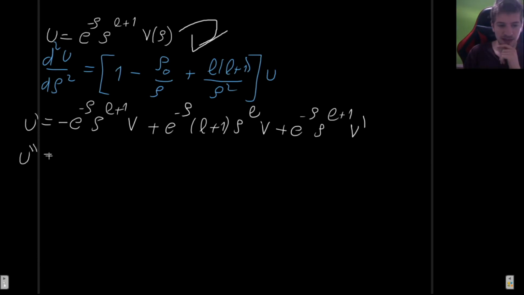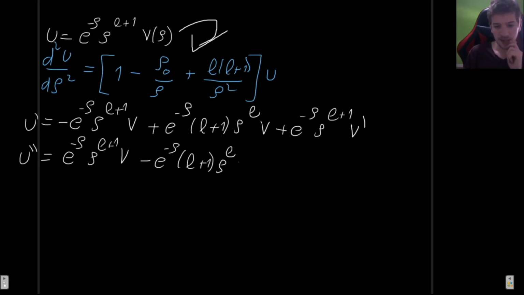Now let's take the second derivative. So when we do that, this term right here, we get another minus sign. So we just get e to the minus rho, and everything else stays the same. Now we derive the second part. So now we have minus e to the minus rho, L plus 1 rho to the Lth power times v. And finally we derive this, so it's going to be minus e to the minus rho times rho to the L plus 1 times v prime. Okay, now let's go for the second part.